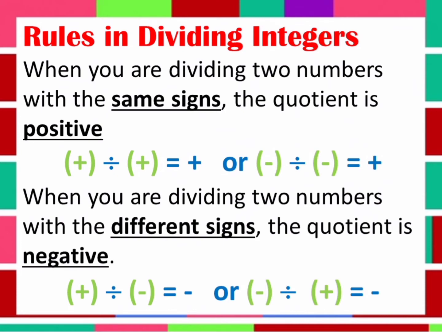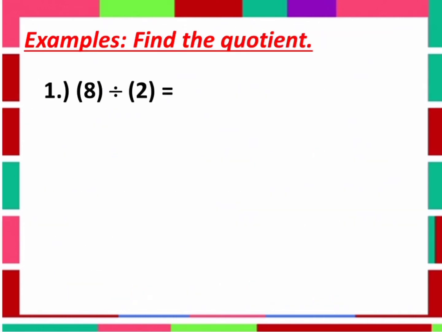Now let's have an example. 8 divided by 2. Since the two integers are both positive, our answer will be positive. And 8 divided by 2 is equal to 4. Another one. Negative 8 divided by negative 2. So again, they are the same sign, so the answer is positive. And 8 divided by 2 is equal to 4.